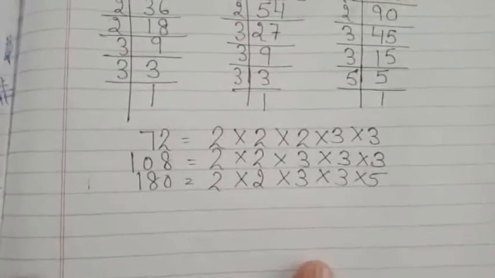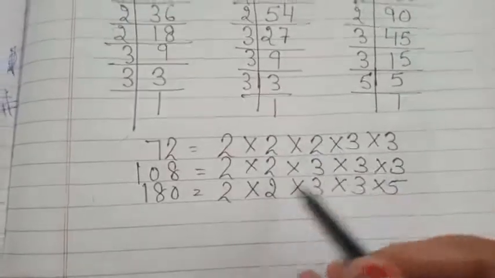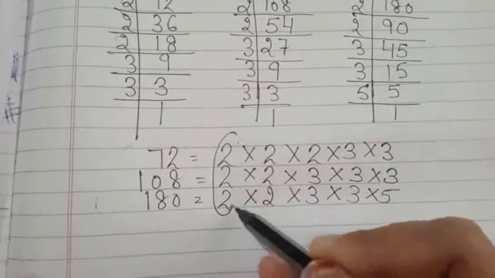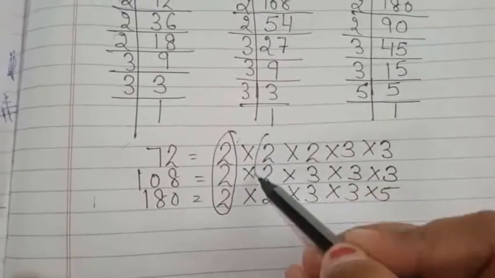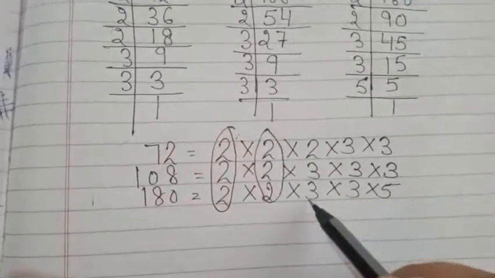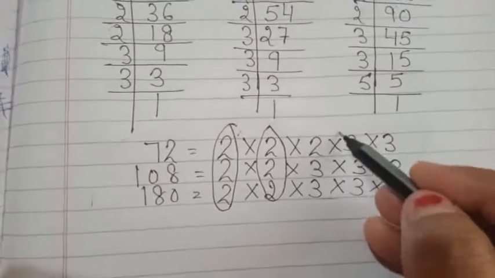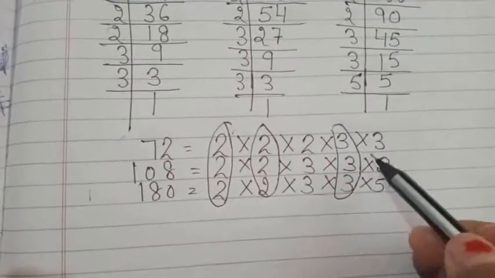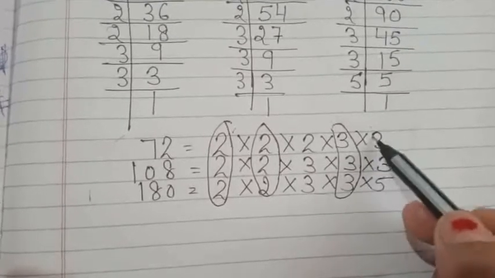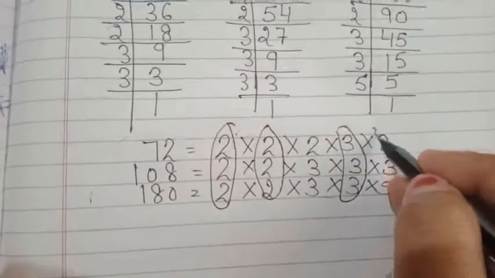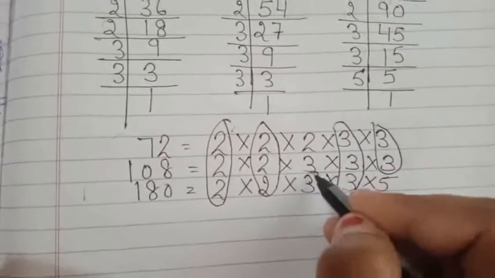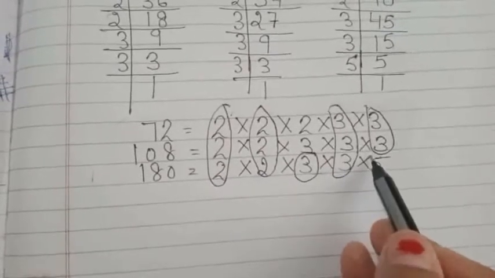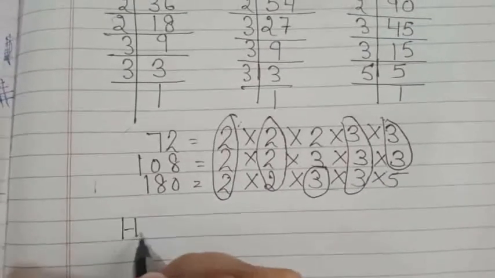The next step is, we have to make pairs of numbers. Let's check. See, 2 is in all the numbers, so we will make a pair. Again 2 is in all the numbers, we will make the pair. Now 2 is not in all the numbers. Now see, 3 is in all the numbers, so we will make the pair of 3. Again 3 is in all the numbers. So this is the second 3 and this is the third 3. The pairs we have made, we will multiply them once.